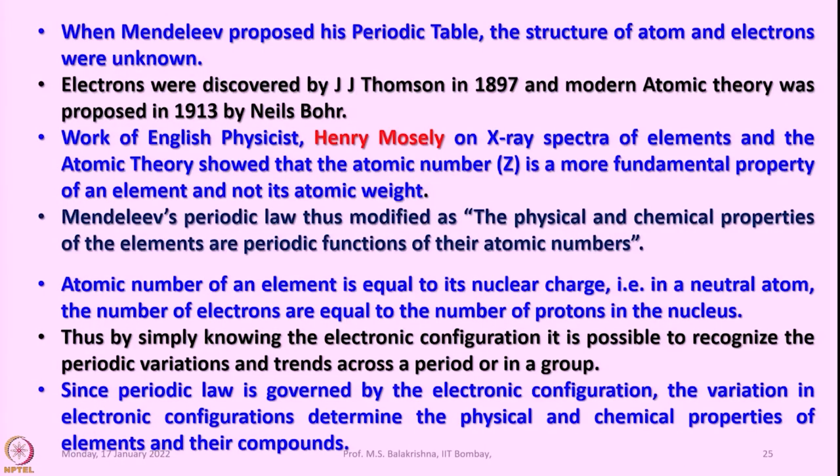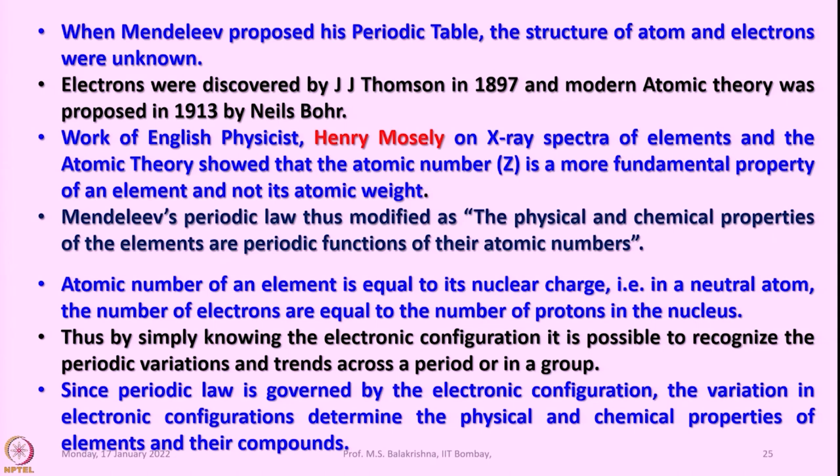So, when Mendeleev proposed his periodic table, the structure of atoms and electrons were unknown. In fact, at the same time, Werner also proposed his coordination theory in 1893, when electrons were not known, even the concept of atomic theory was not known. And I shall elaborate more about Werner as this course progresses.